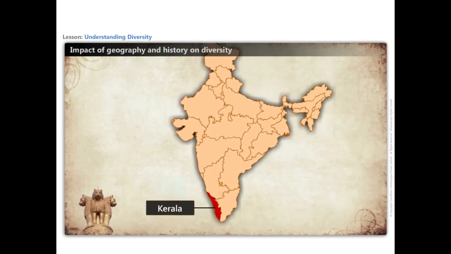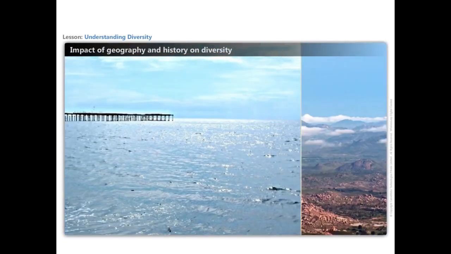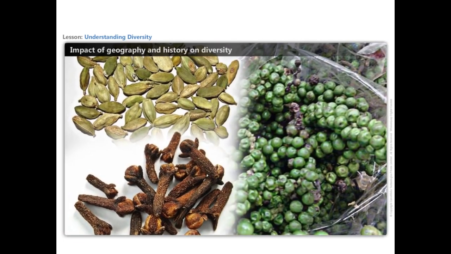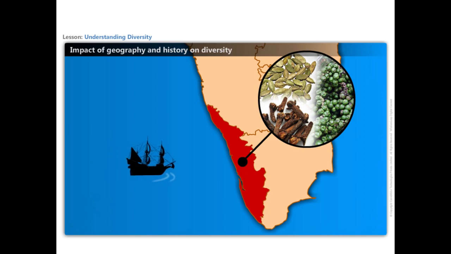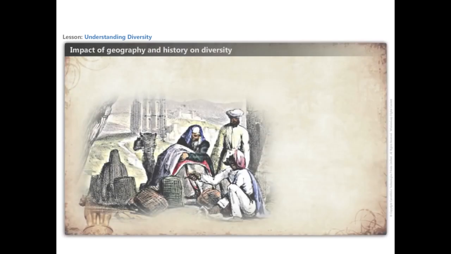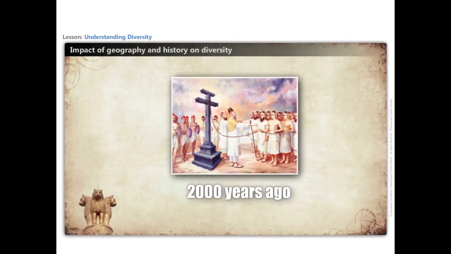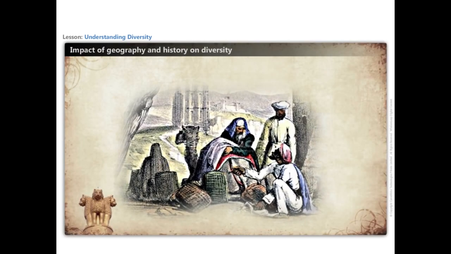Kerala is the state in the southwest corner of India. It has a sea on one side and mountains on the other. Kerala is famous for spices like cloves, cardamoms, pepper, etc. This made the region an attractive place for traders. Arab and Jewish traders were the first to come. In fact, Christianity also came to India through Kerala 2000 years ago. Many Arab traders also settled here, so it has a Muslim population also.